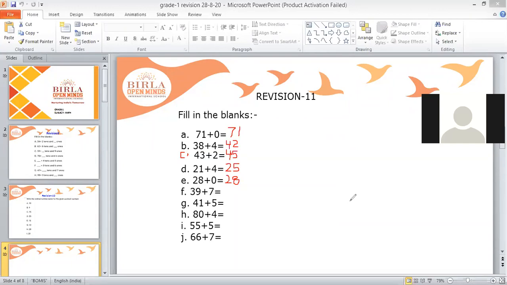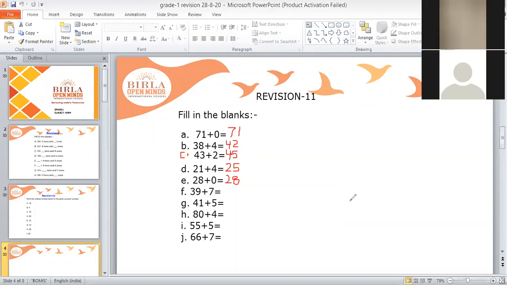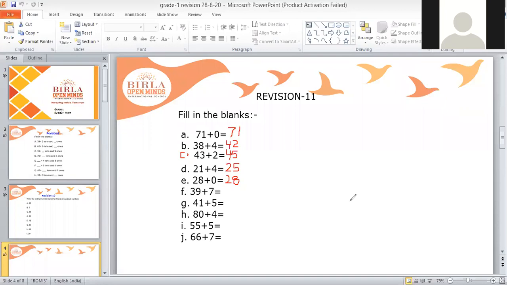Ayansh, bit F. Read that question. 39 plus 7 is equal to 46, ma'am. Very good, that's the correct answer. This is 39 plus 7 equal to 46. So we'll write here 46.